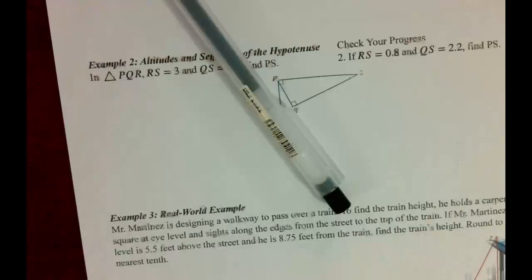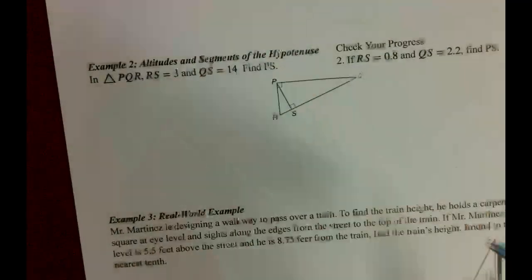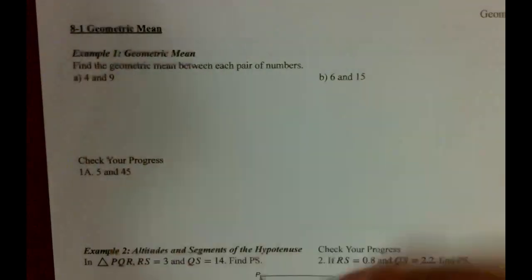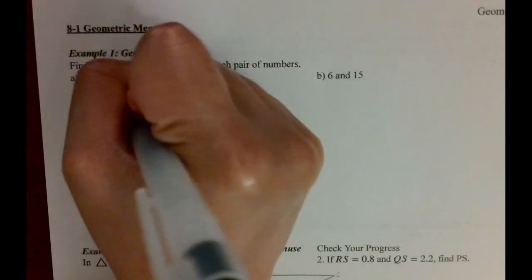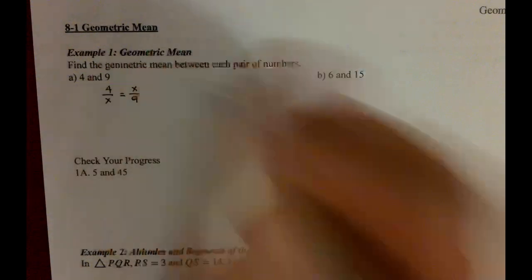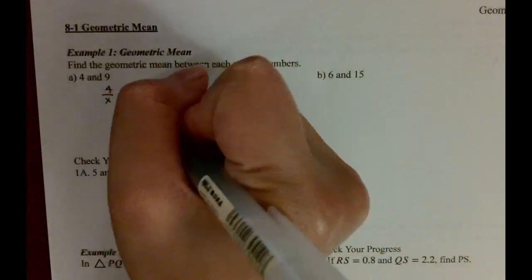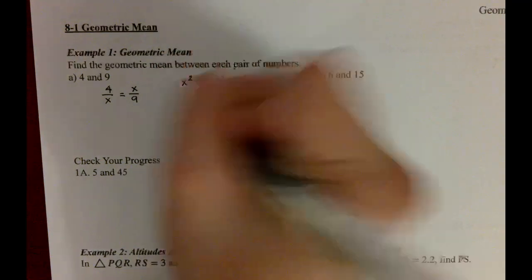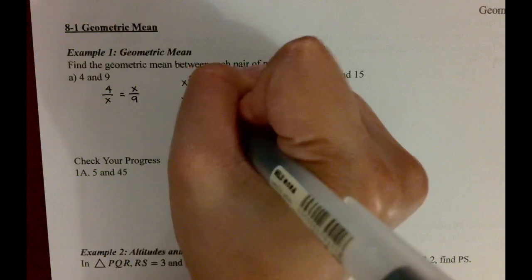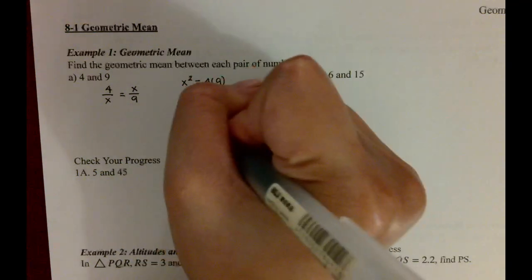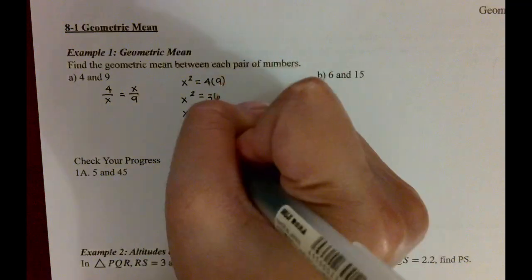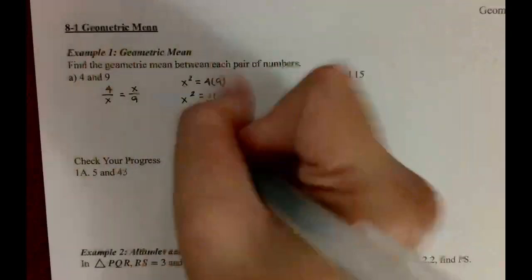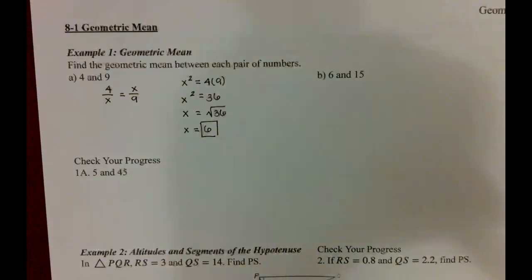That takes us to our first example problem, where we're going to be finding the geometric mean between several numbers. Here, this is 4 and 9. One way to see it is 4 over x equals x over 9, which gives us x squared equals 4 times 9, or x squared equals 36. When we square root it, the square root of 36 is 6. So the geometric mean for 4 and 9 is 6.